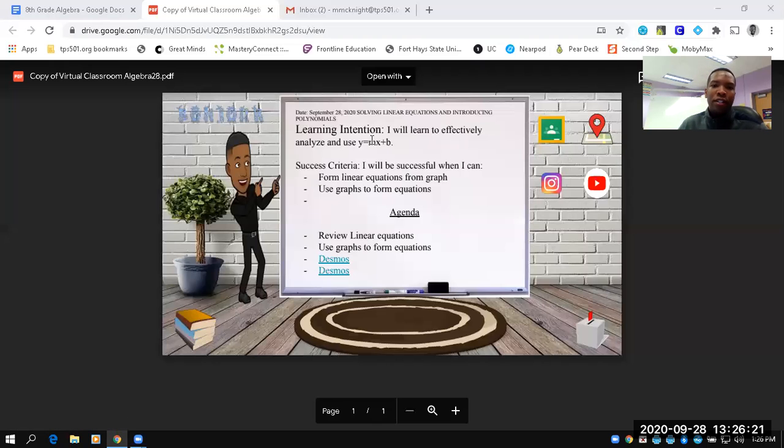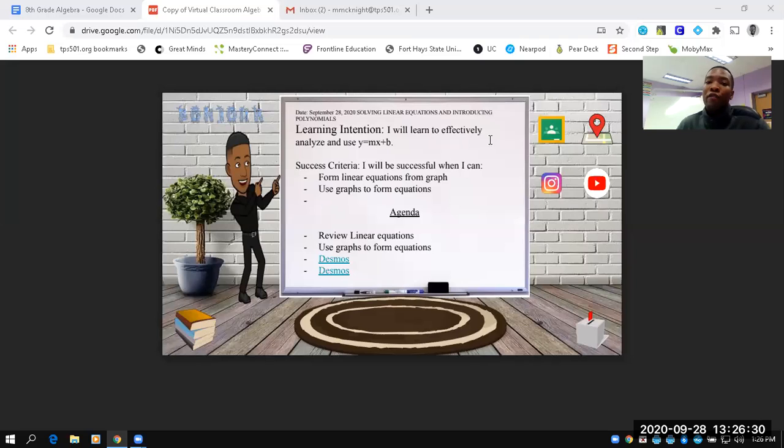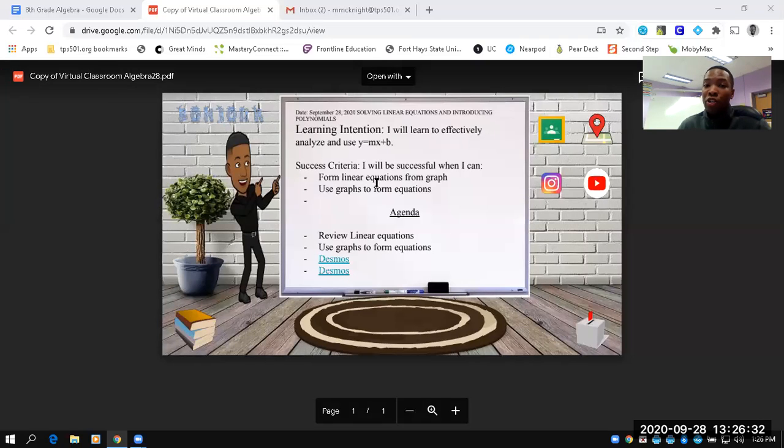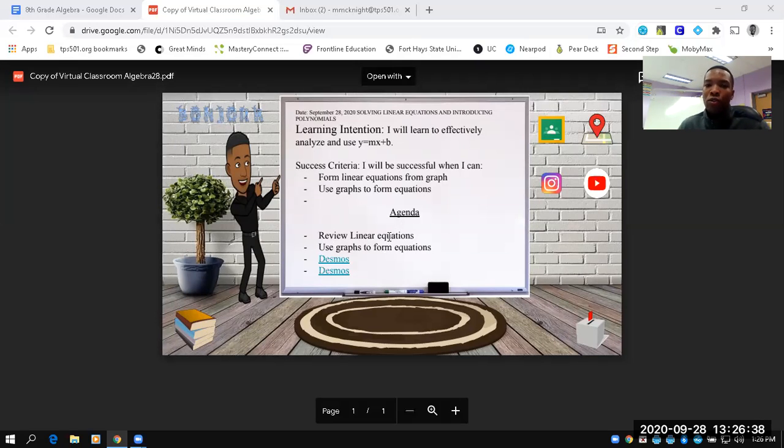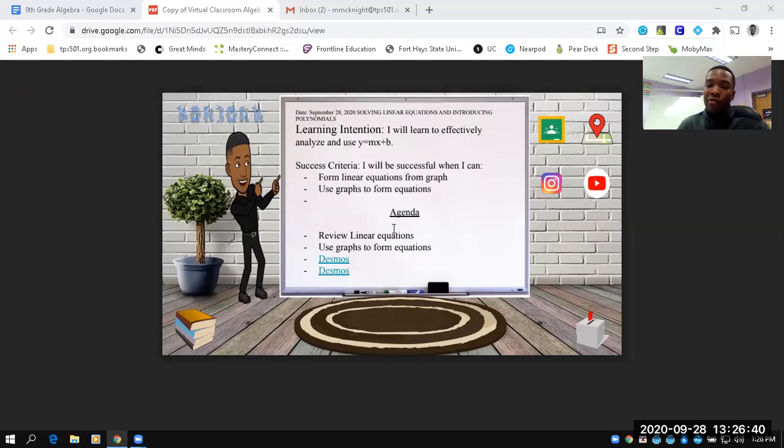All right, so for this class, we're gonna take a step back a little bit and talk more about y equals mx plus b. In order to do that, we gotta figure out how to plot graphs from linear equations, but also how to use graphs to form the linear equations. So for today, we're gonna look at these two things. I'll review them. This is being recorded, so you could always go back and watch it.